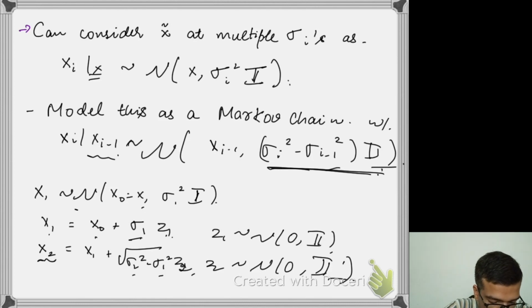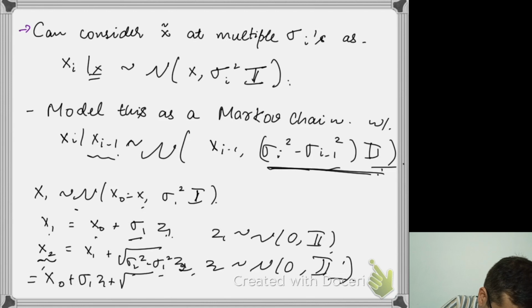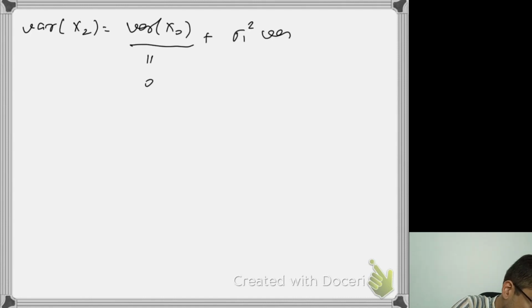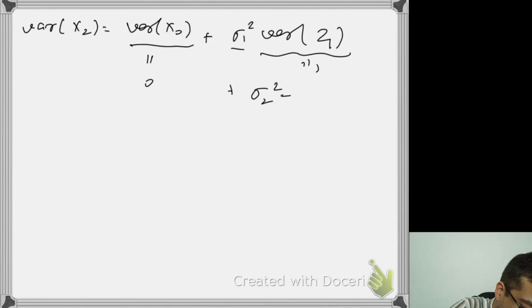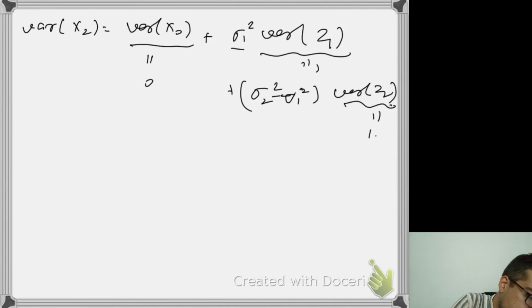So the mean of x2 is going to be 0, and the variance of x2 is going to be, see, this is x naught plus sigma 1 z1 plus square root of sigma 2 square minus sigma 1 square times z2. So the variance of x2 is the variance of x naught, which is 0, plus sigma 1 square times the variance of z1, which is 1, plus sigma 2 square minus sigma 1 square times the variance of z2, which is again 1. If I add all these up, I get sigma 2 square, which is what I wanted.